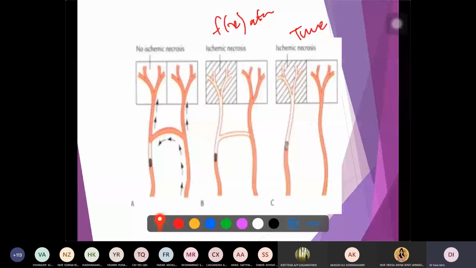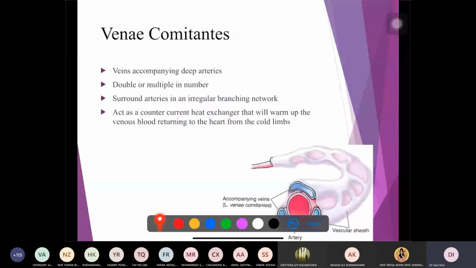All right, next is venae comitantes. So venae comitantes are veins that accompany the deep arteries. Okay, so deep arteries in your body will have veins that accompany them. And the movement of blood in these vessels will be in the opposite direction.